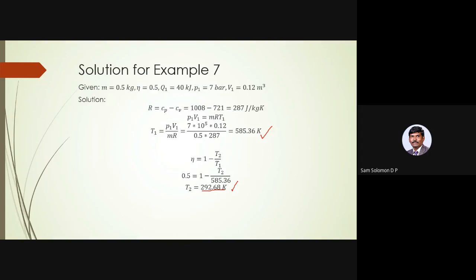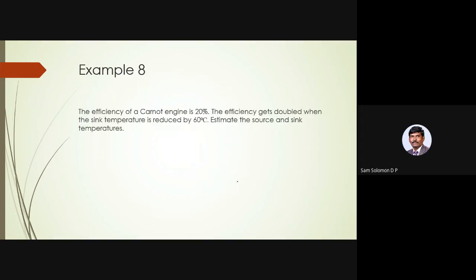Okay. And the last problem for this particular unit. The efficiency of a Carnot engine is 20%. The efficiency gets doubled when the sink temperature is reduced by 60 degrees centigrade. Estimate the source and sink temperatures. So they have said that there is a Carnot engine and its efficiency is simply 0.2, 20%. So efficiency of the first engine is 0.2.